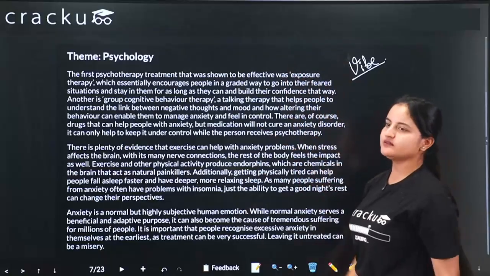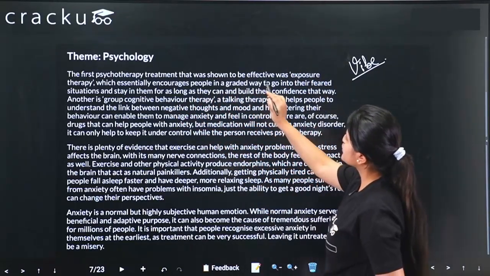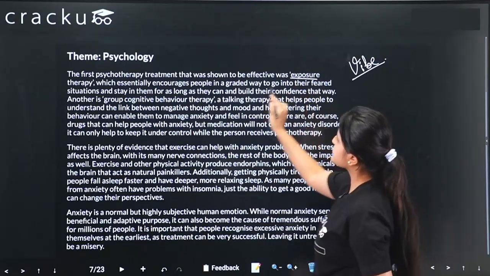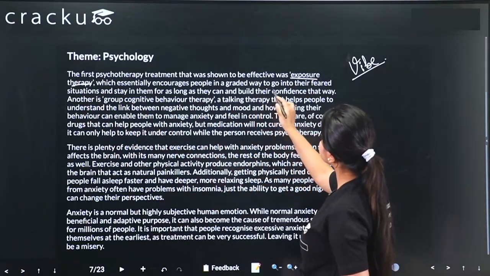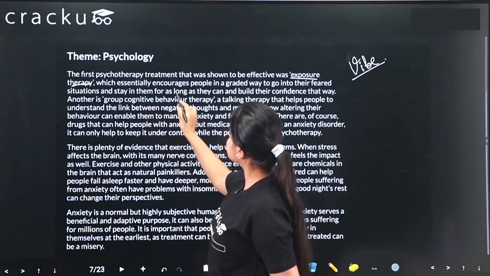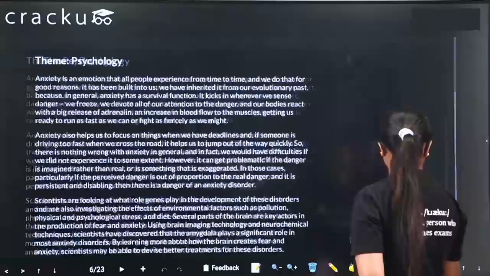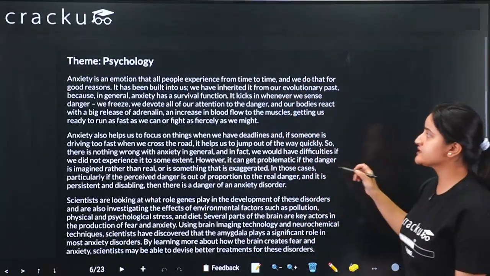So let's delve in. The first psychotherapy treatment that was shown to be effective was exposure therapy, which essentially encourages people in a graded way to go into their feared situation and stay in them. Okay, so this is the second part. So here, yeah, now this is how the passage begins.